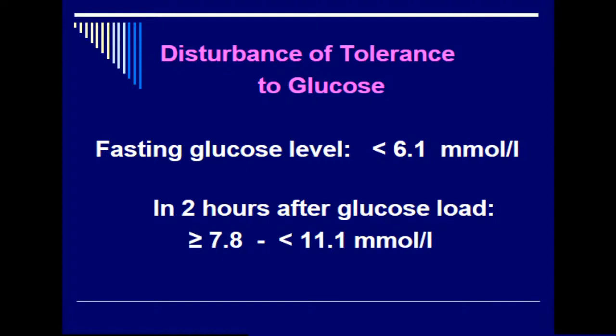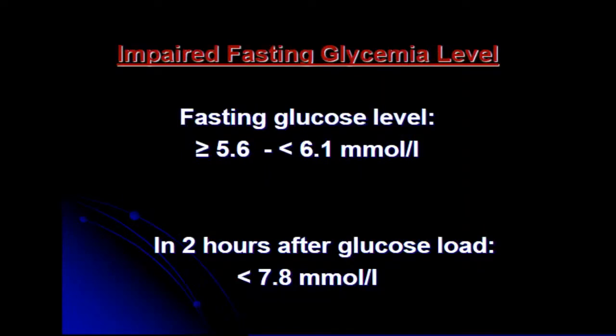Disturbance of tolerance to glucose. Fasting glucose level less than 6.1 millimole per liter, and 2 hours after glucose load or after meal, glycemia will be more or equal 7.8 but less than 11.1 millimole per liter. And the last group, hyperglycemia, it's impaired fasting glycemia level. Fasting glucose level more or equal 5.6 but less than 6.1 millimole per liter, and 2 hours after glucose load, less than 7.8.